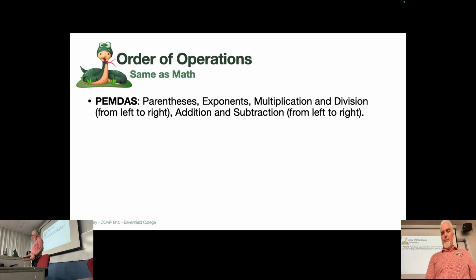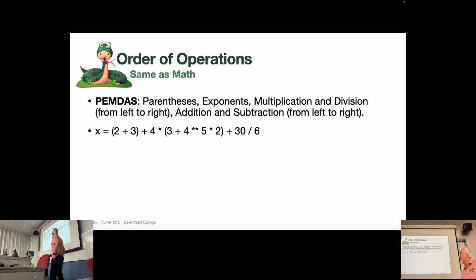Why does that matter? Well, because if we have an expression that looks like this, the order in which we solve those things actually matters, right? Because if I just start here and go through and say 2 plus 3 plus 4, well, 2 plus 3 plus 4 is 9, times 3 plus 4 to the fifth power and then times 2, I'm going to get an answer that's completely wrong according to the rules of math.